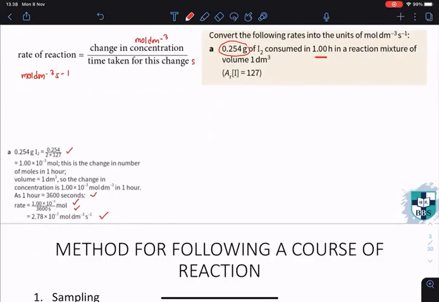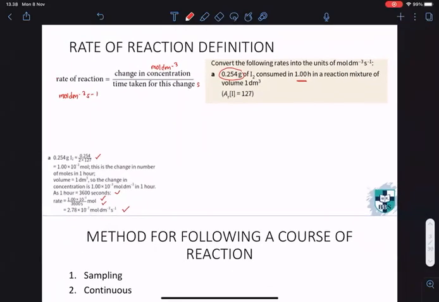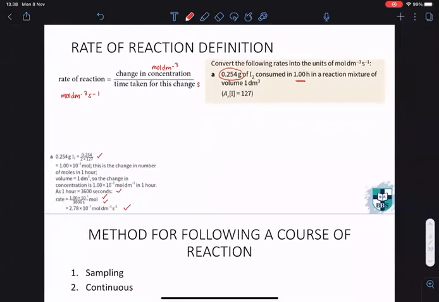Do remember from this slide what you can come up with: rate of reaction is the change in concentration divided by time taken.